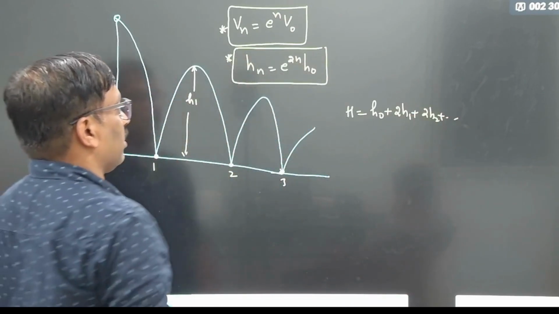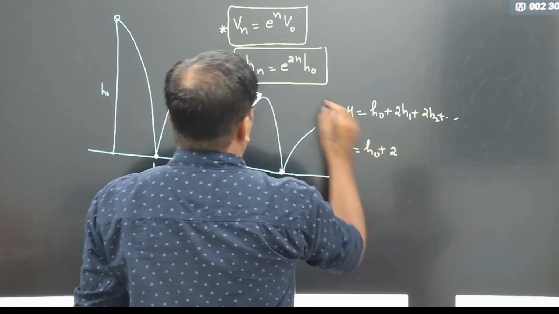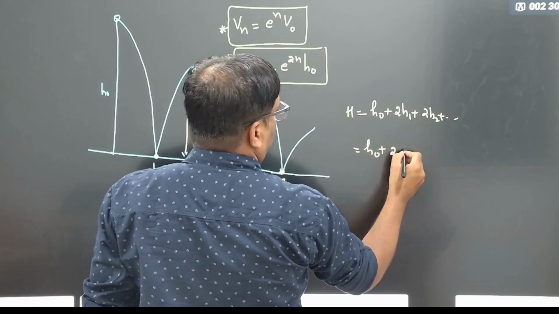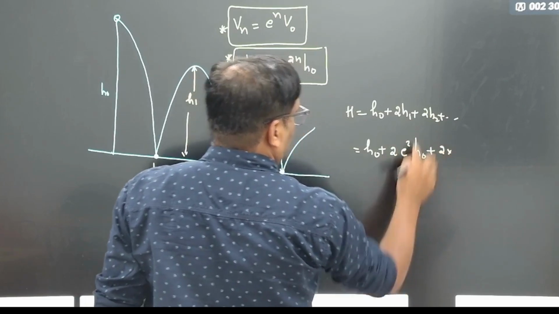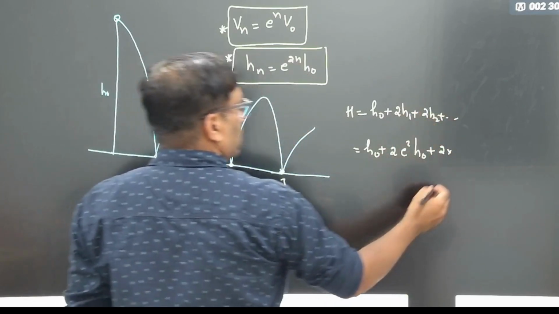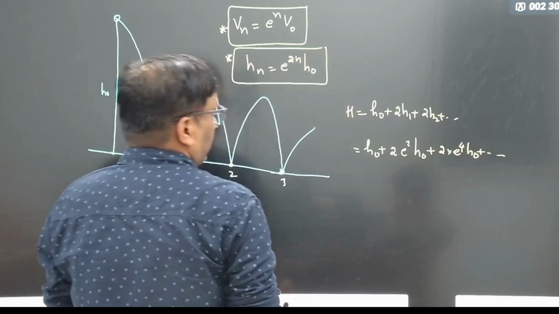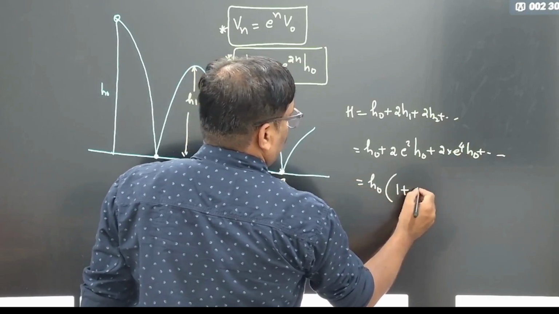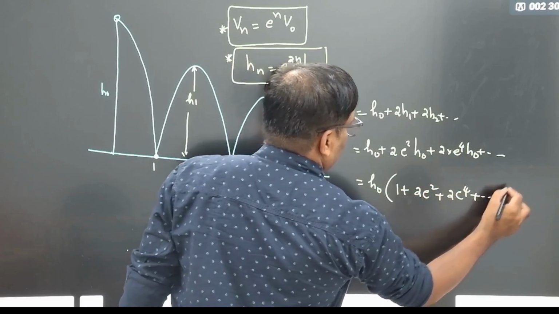So here you can write it down. Therefore h naught plus 2 times h1, that is 2 into e power 2 into h naught, plus 2 times h2, that is e power 4 into h naught, and so on. Right? h naught taken common here now. So h naught into 1 plus 2 e square plus 2 e to the power of 4, and so on.